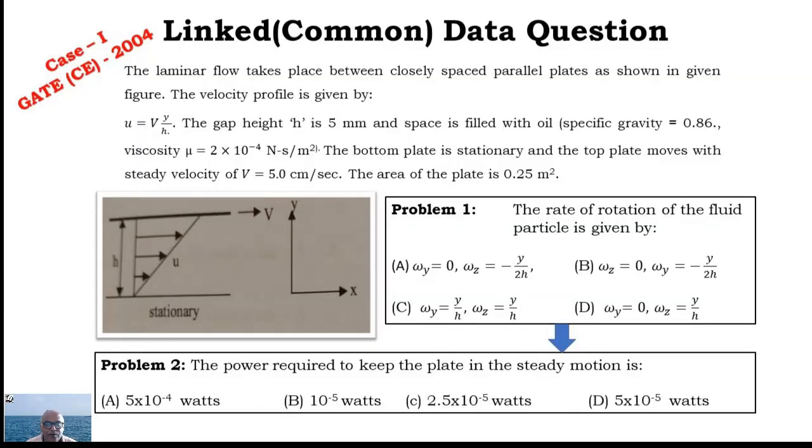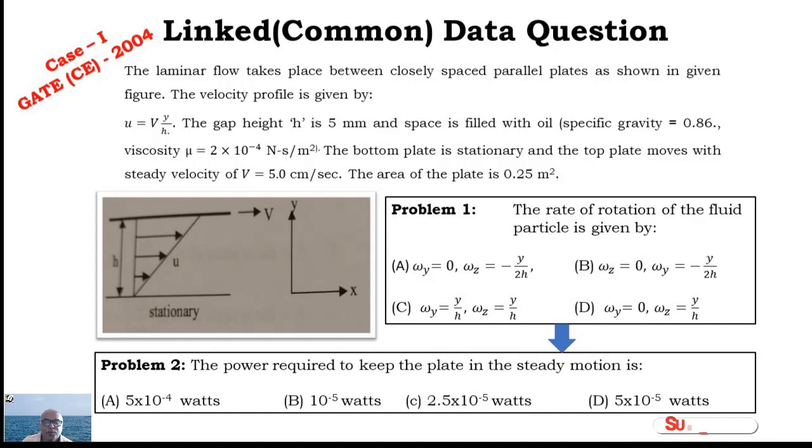Welcome to my lecture series on fluid mechanics 1 and another session which is composed of the numericals based on topics that we studied in the earlier lectures. Hello friends, today we are going to solve the link data questions or common data questions asked in the GATE examination. Let us see the case number 1.